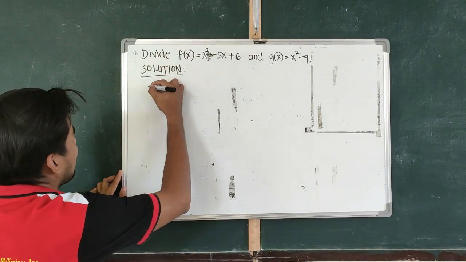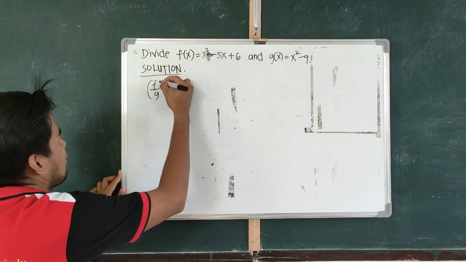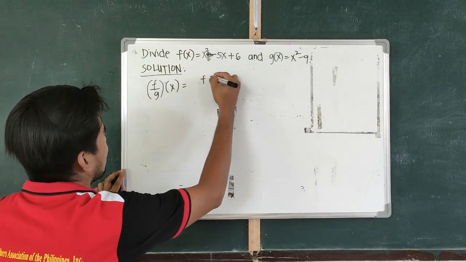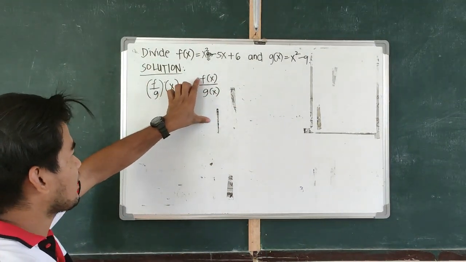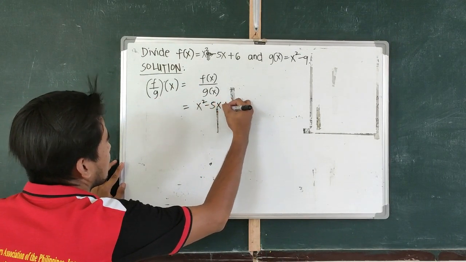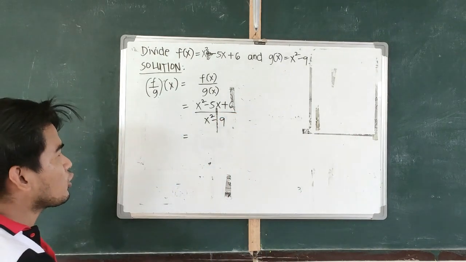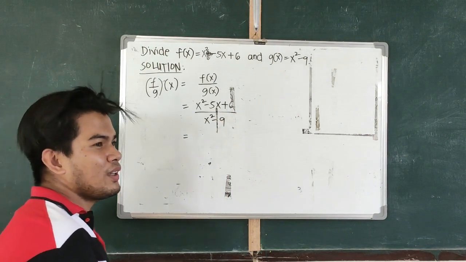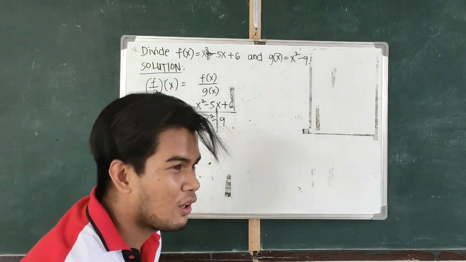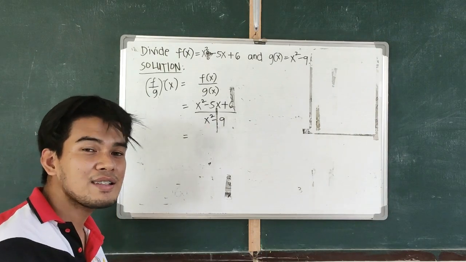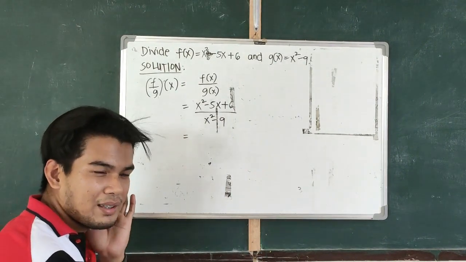Okay, so we have f all over g of x, then here written as f of x divided by g of x. Okay, let's substitute the value of f of x, which is x squared minus 5x plus 6, and then g of x, which is x squared minus 9. So how do we come up with the quotient? As much as possible, we identify the factors of the numerator and the factors of the denominator to identify which factors can be cancelled. Okay? So alin ba sa mga factors ng numerator and denominator ang pwedeng i-cancel?